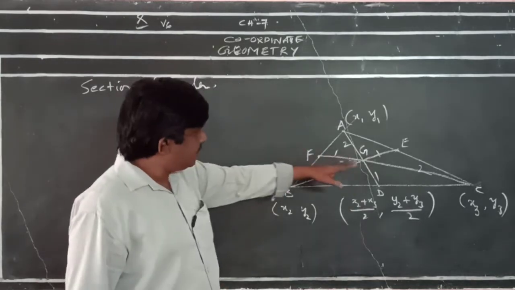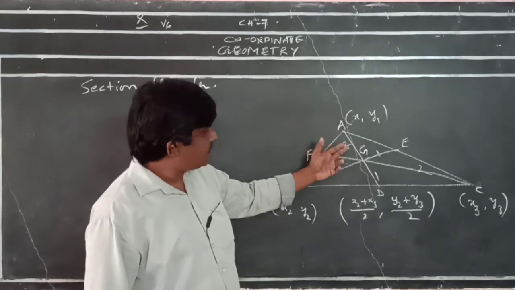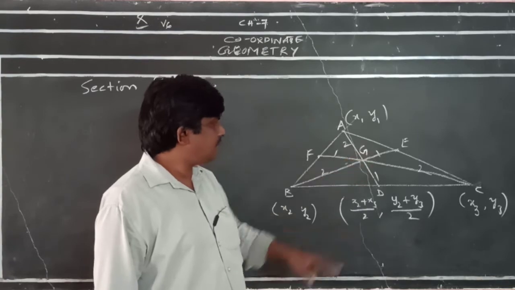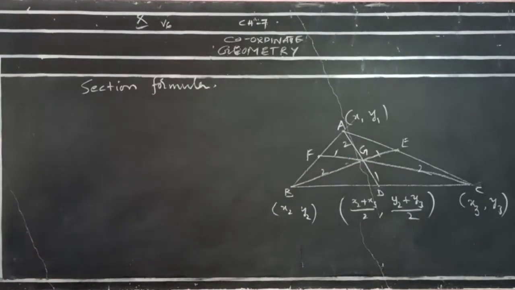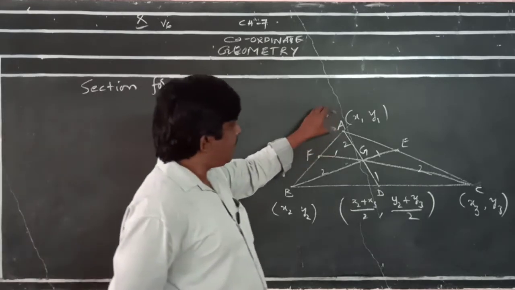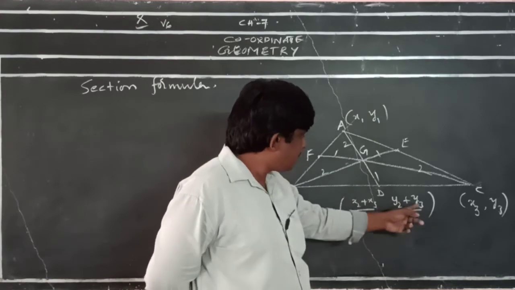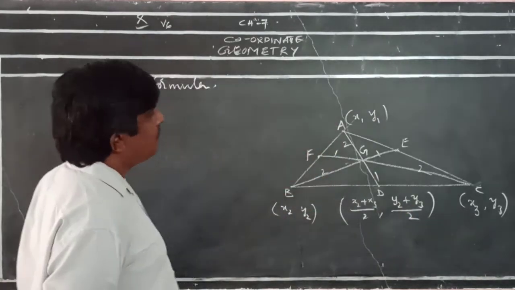So if point G is dividing the line segment AD in the ratio of 2:1, we can easily find the point G, because it is dividing AD interiorly or internally. So here our line segment points are A, that is x1, y1, and D, that is x2 plus x3 by 2 and y2 plus y3 by 2. So by using these 2 points we can find G using the section formula.